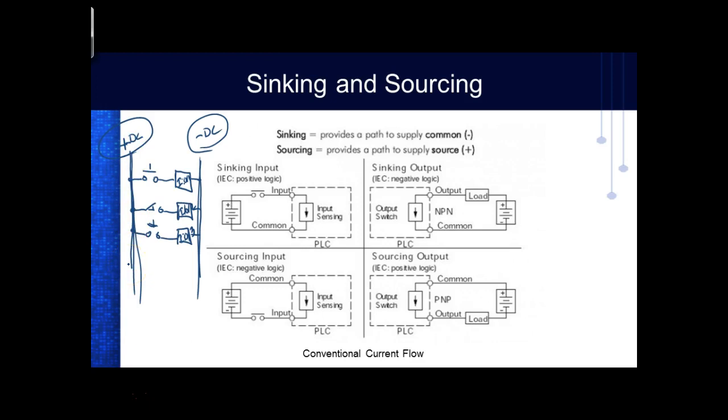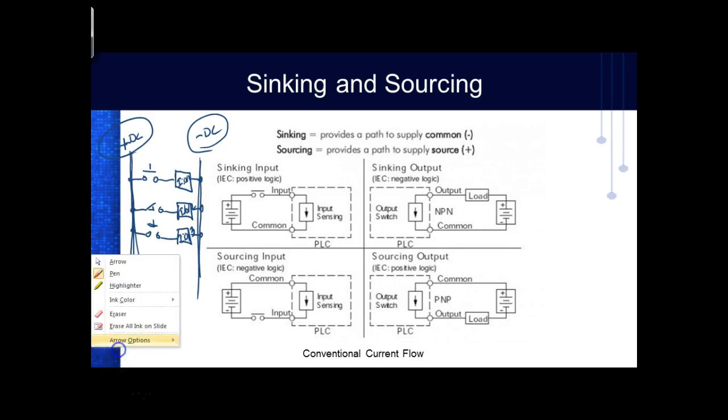We tend to think that common is the return, but common doesn't have to be the return. Common is just a common connection point for a bunch of things. In PLCs, if my inputs use a positive common, then my modules have to use a negative common. If my inputs use a negative common, my PLC is going to use a positive common. I could just change these signs. So this would be a sourcing input, but we call the module sinking because it's using the negative. Does that make sense?